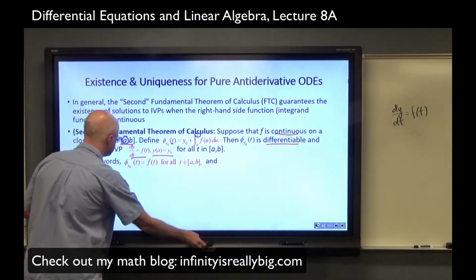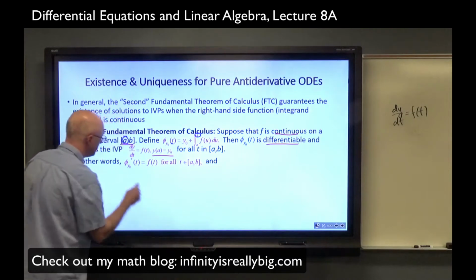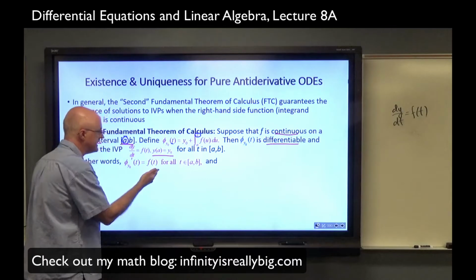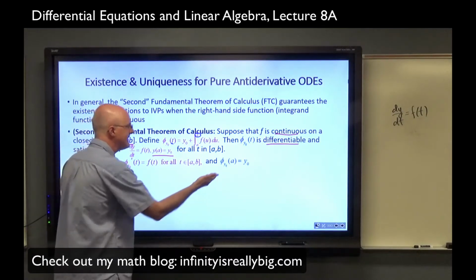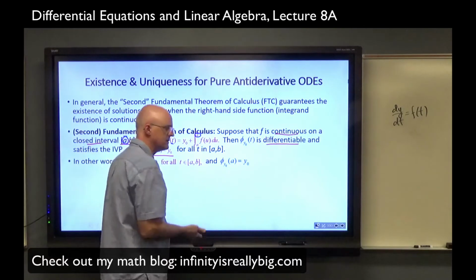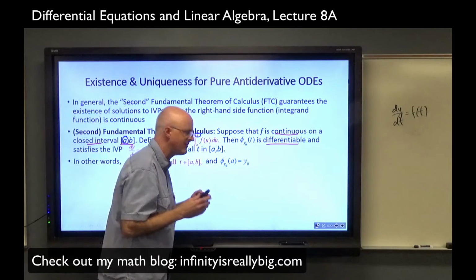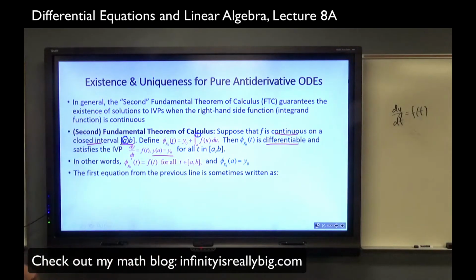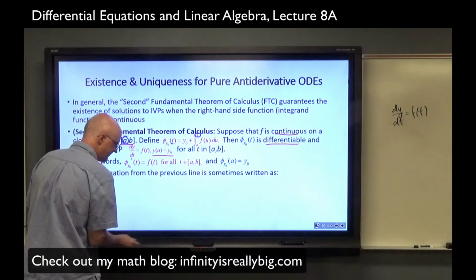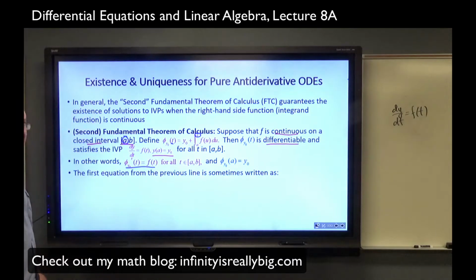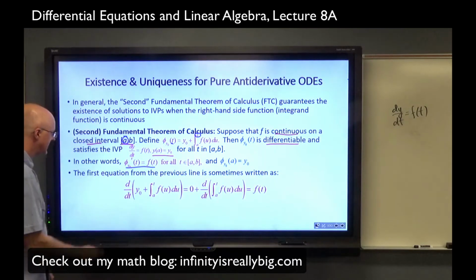Let me erase this a little bit so you can see the prime better. Phi sub y0 prime of t, the derivative with respect to t, equals little f of t for all t in the interval. And yes, the initial condition is satisfied. Phi sub y0 of a equals y0. The y0 is a subscript just specifying what value we want this function to have when t equals the left endpoint a.